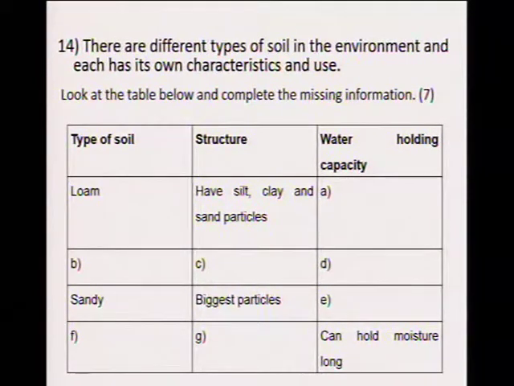And mind you, since you have loam soil here, you have another type of soil that's supposed to be B, and then you have another type of soil that is sandy. For sandy, you have information there if you are following me very well. The structure is biggest particle size; sandy soil has the biggest particles. And then the water holding capacity is blank, so you have to fill the gap. What is the water holding capacity of the sandy soil?